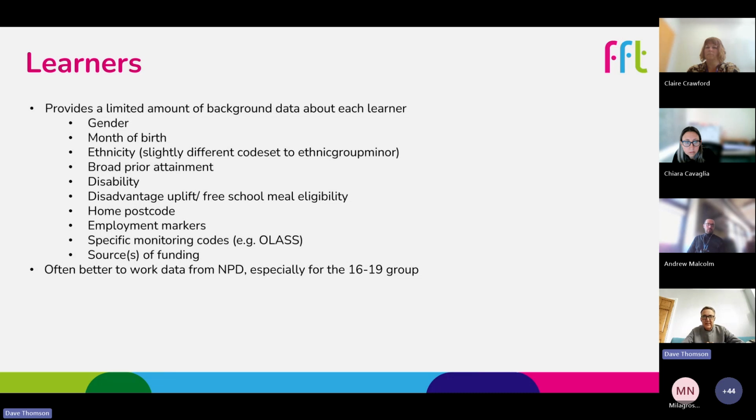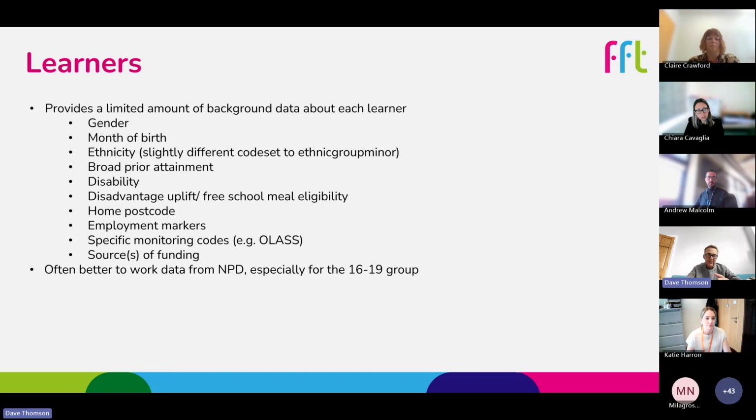The learners table contains a limited amount of background data about each learner, so things like gender, month of birth, ethnic background. There's a broad prior attainment variable, but it's not very detailed. Most of my work with ILR involves studying the 16 to 19 group, and I have a tendency to use the data on background characteristics from MPD rather than use data from ILR. Sometimes you have to use the data from ILR, particularly when you get new people to the country who weren't in the school system previously.